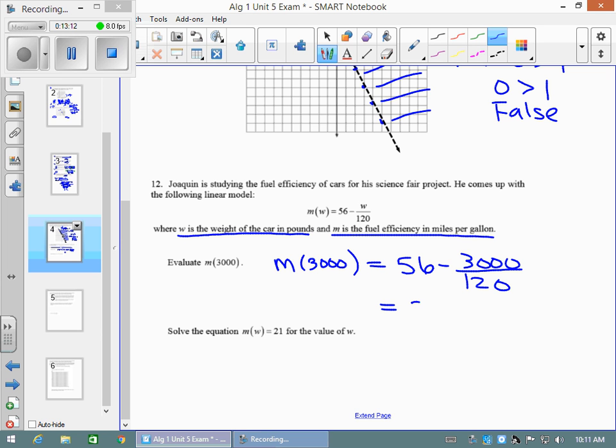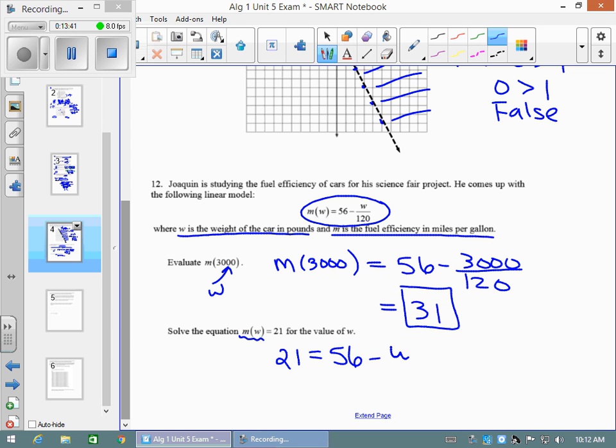For the next part of this question, it's asking me to solve the equation M of W equals 21. In the first part, I was given W, and I was asked to solve for M of W. In this piece, I'm being given M of W, which is really acting as our Y. So I need to take my original equation and set it equal to 21. So 21 is my M of W. It's equal to 56 minus W over 120. And now I need to solve for W.